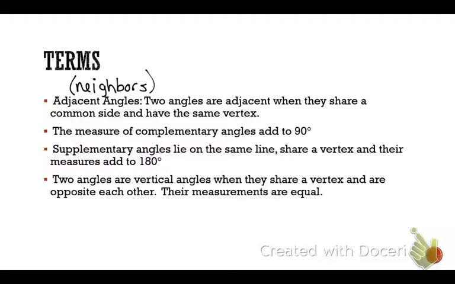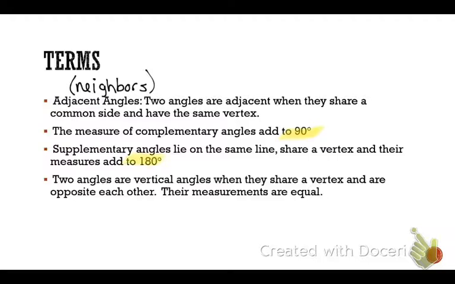So the measure of complementary angles. You need to know that complementary angles add up to 90 degrees. It's not 89 degrees. It's not 91 degrees. Complementary measures add up to what? 90 degrees.